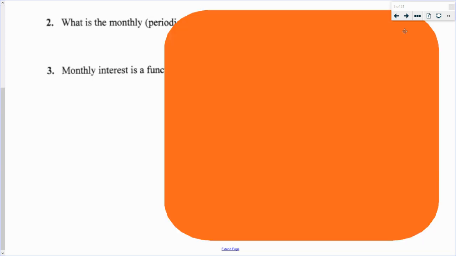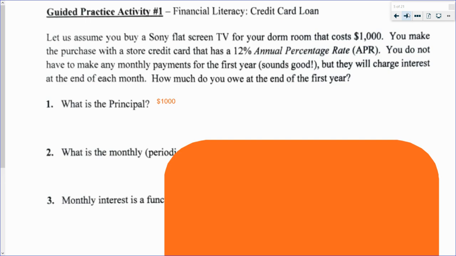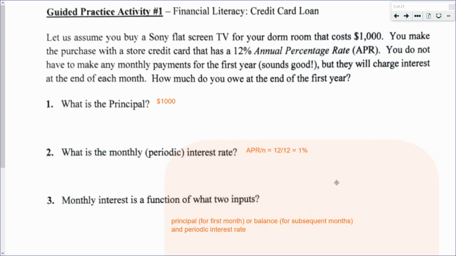Okay. And it says, what is the monthly or periodic interest rate? Well, remember, periodic interest rate is APR divided by the number of payments in a year. Now, I know you're not making any payments the first year, but they're accruing interest as if you were making payments. So let's take a look at the calculation. So APR is 12% divided by 12 months in a year. 12 divided by 12 is 1, or 1%. So your monthly periodic interest rate is 1%.